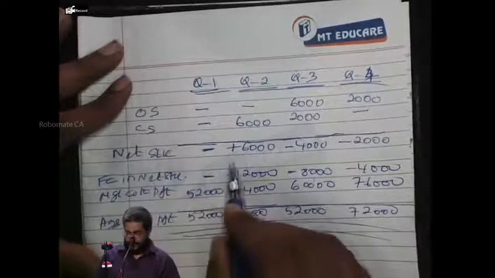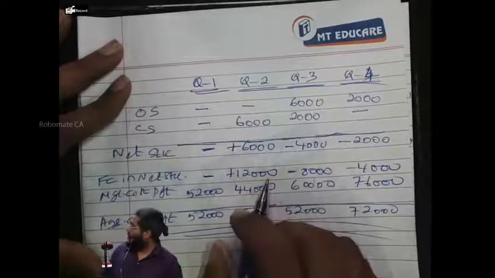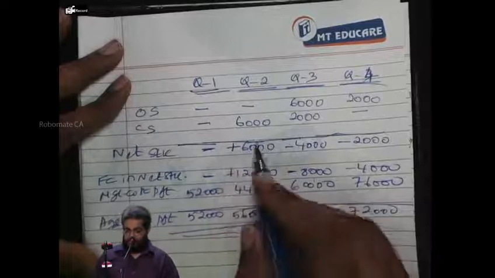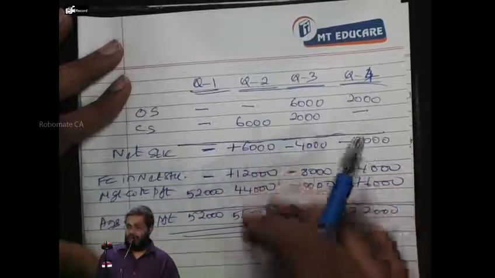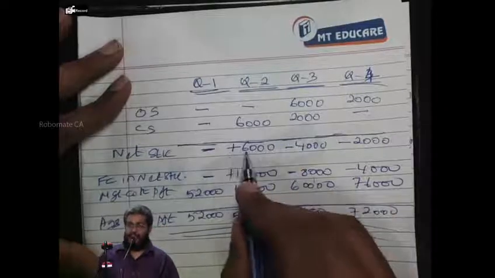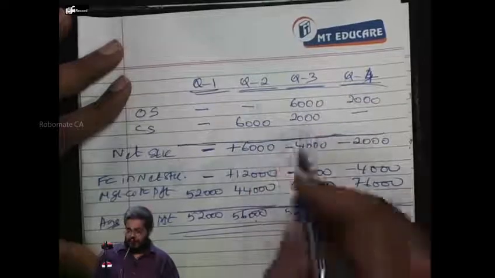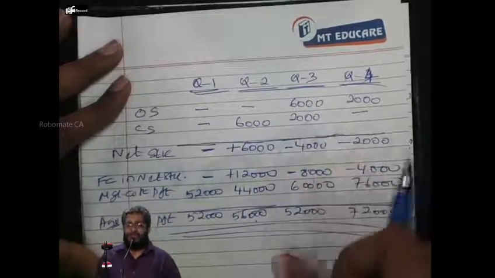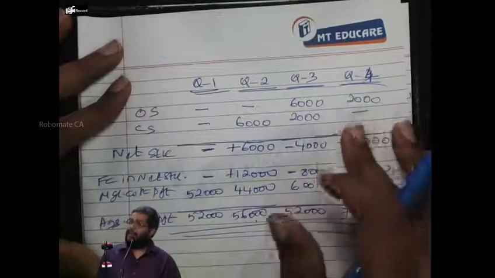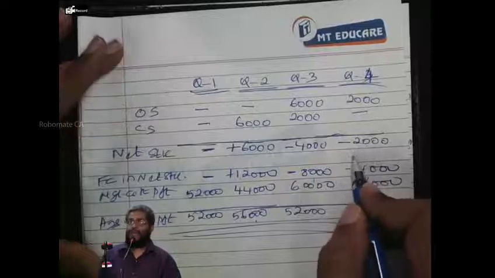Net stock. What is quarter 1 net stock? Nil. Quarter 2, stock increase or stock decrease? Stock increase. How much increase here? Plus 6,000. The plus 6,000 indicates net debit or net credit? Net credit. Quarter 3 it is minus 4,000. Why minus 4,000? Stock has decreased. Net credit or net debit? Net debit. Quarter 4 is minus 2,000.